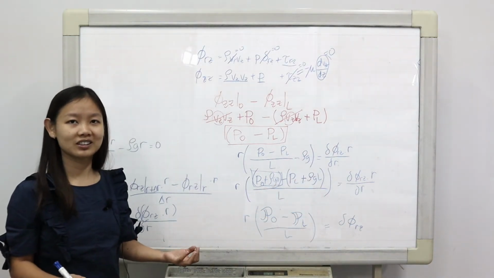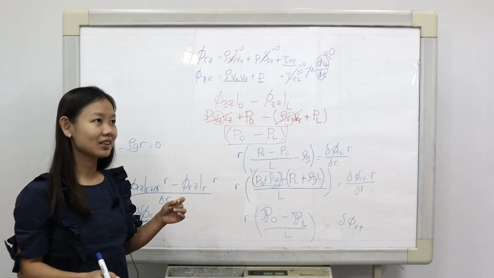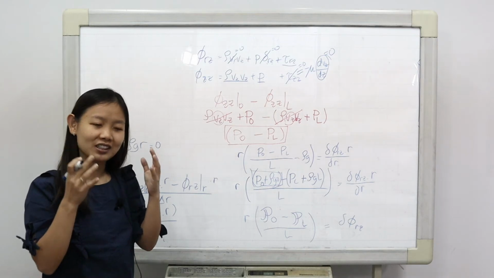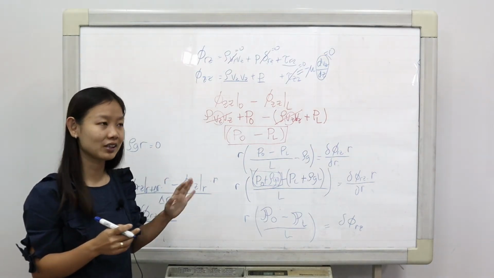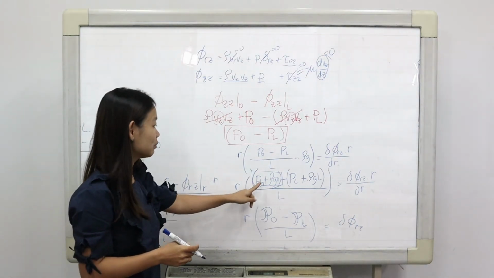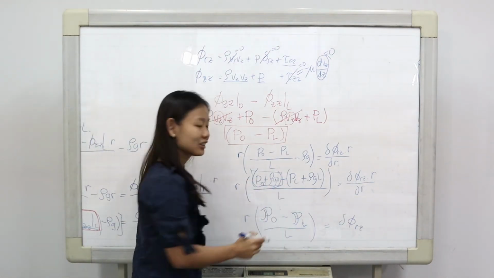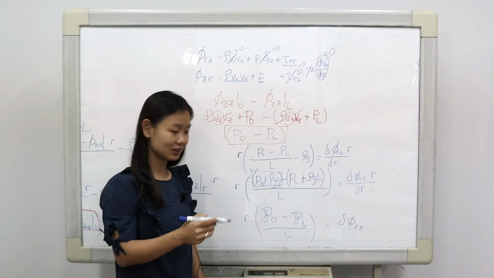How come it becomes different? Because you cannot try to remember everything in transport phenomena. You have to understand the phenomena. Because the flow direction is different, this sign is also different. Please note that.